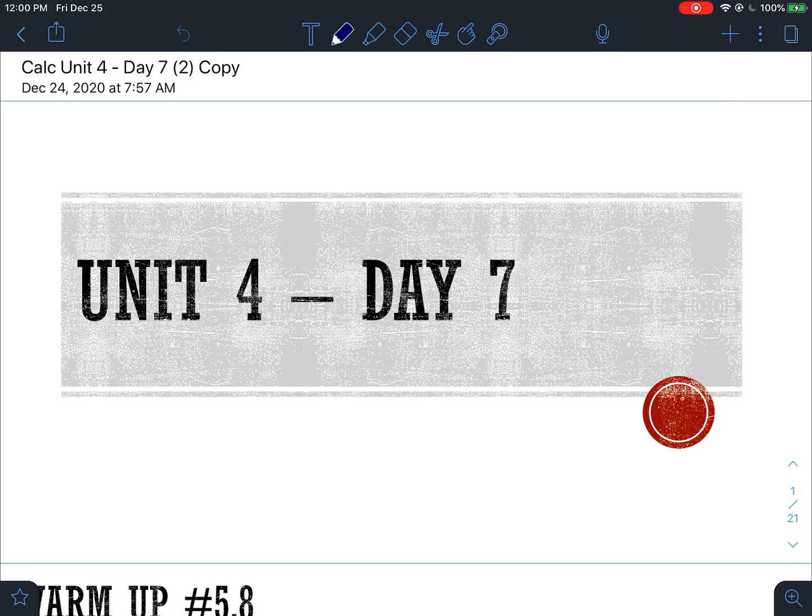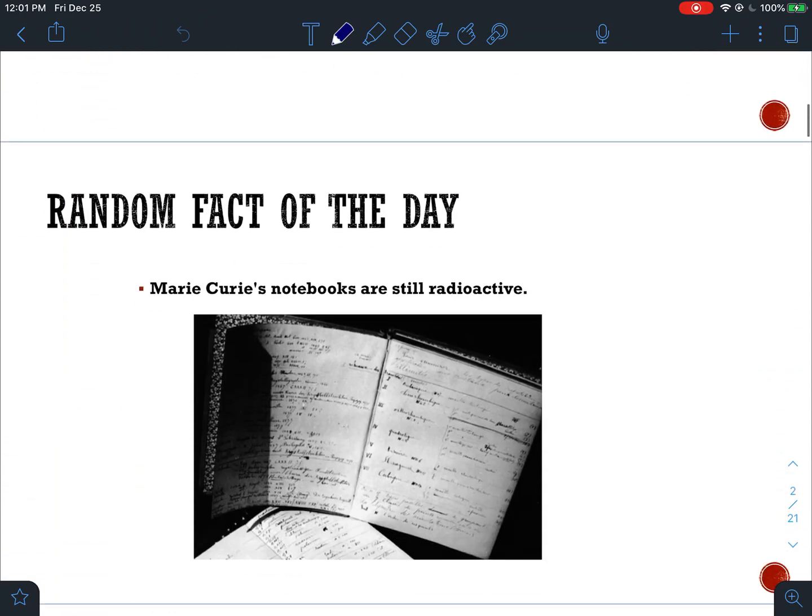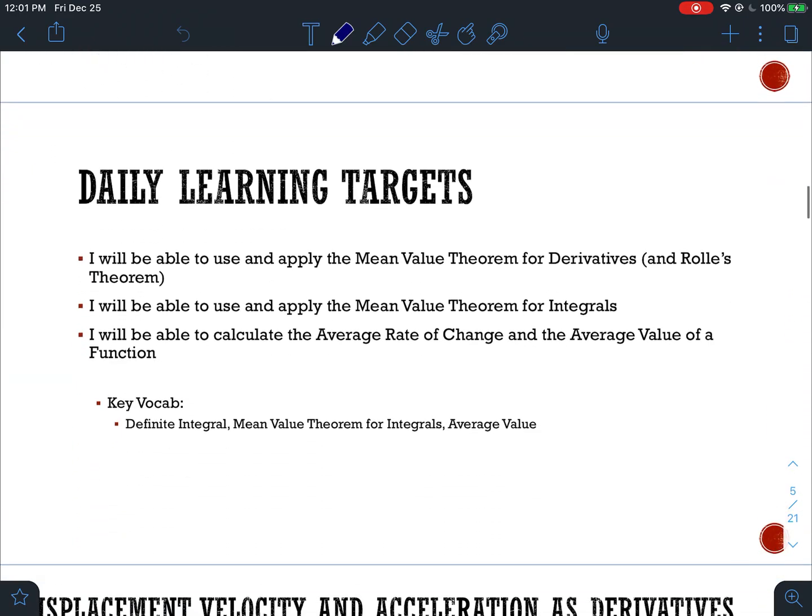These are your notes for Unit 4, Day 7 of Calculus. If you would like to see your warm-up, the review question, or any homework questions we covered in class today, just look at your finished notes.